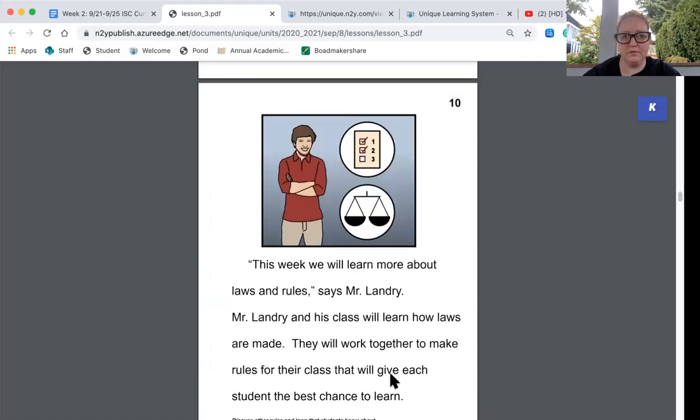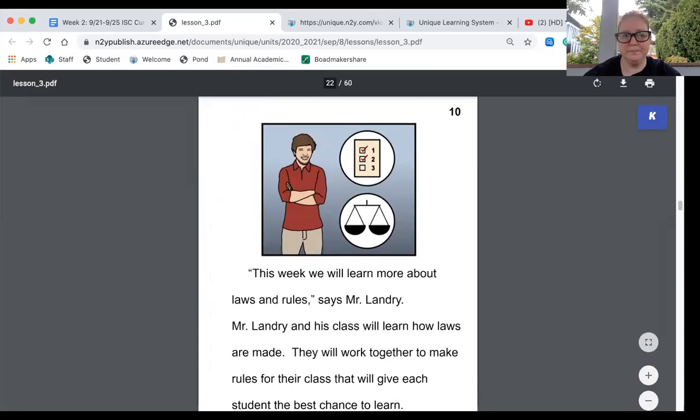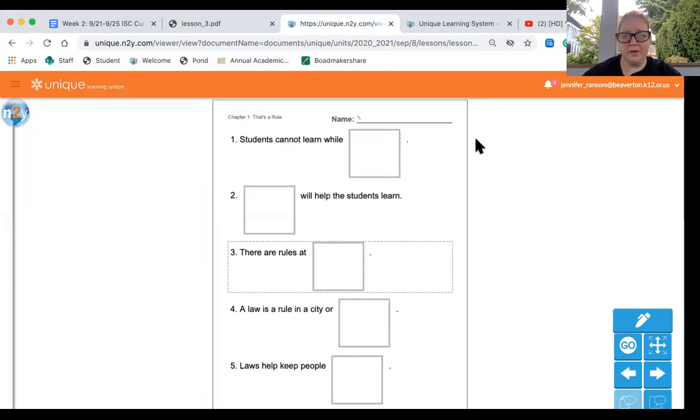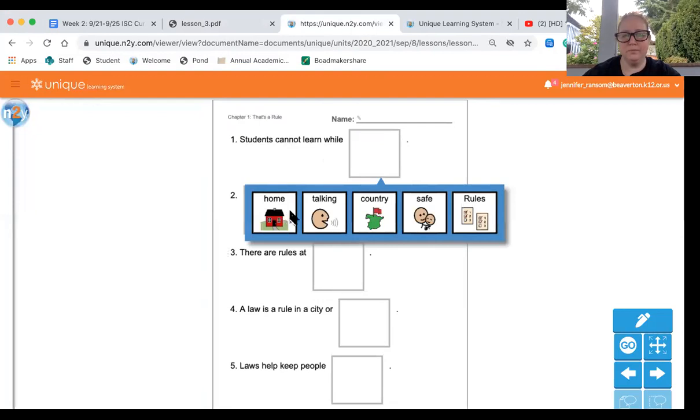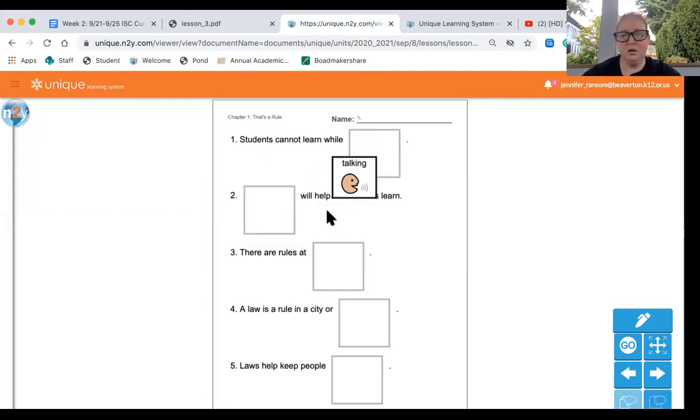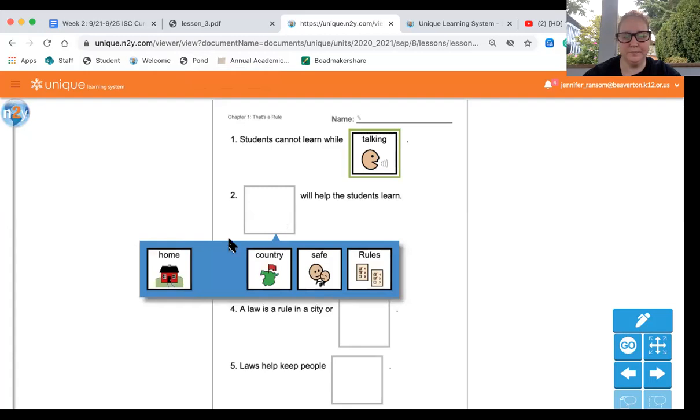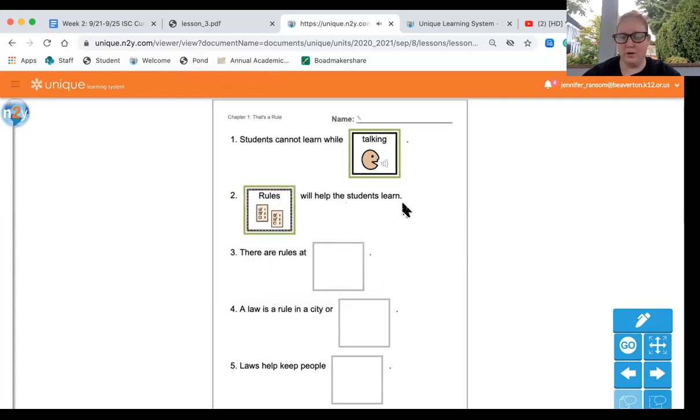Okay, there's the end of that chapter. You ready for the activity? Students cannot learn while home, talking, country, safe, or rules. Students cannot learn while talking, according to the chapter we read. Blank will help students learn: home, country, safe, or rules. Our chapter was about rules. Rules will help students learn.